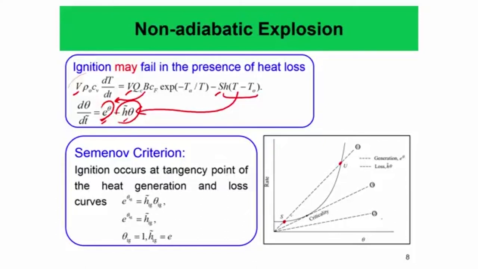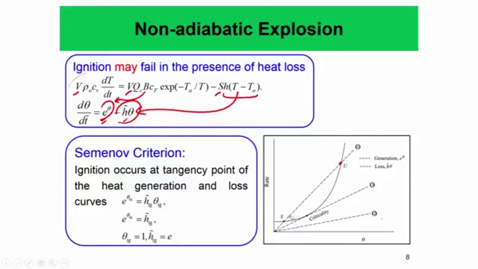So if you increase the temperature slightly to this point, the heat loss exceeds the heat generation, because this curve is above this curve. If the heat loss exceeds the heat generation, then the temperature drops and it comes back to this point. On the other hand, if you go left, then heat generation exceeds heat loss, so the temperature increases and it comes back to this point. Either way, you come back to this point. That is why it is a stable point.